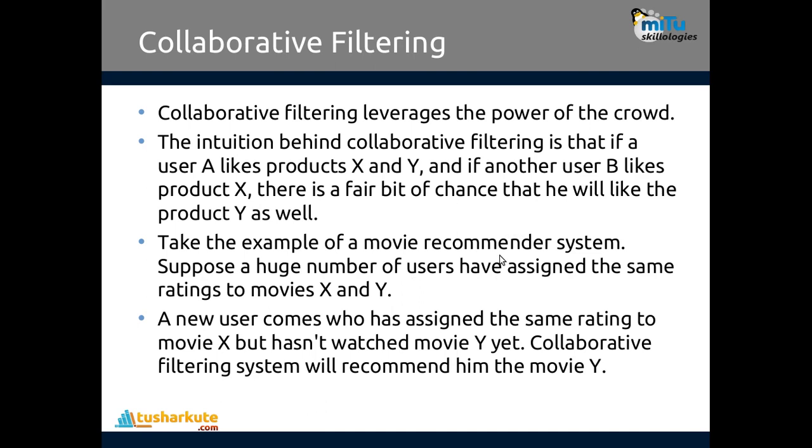Take an example of a movie recommendation system. Suppose a huge number of users have assigned the same rating to movies X and Y. A new user comes who has assigned the same rating to movie X but hasn't watched movie Y. Collaborative filtering will recommend movie Y to him. This is what collaborative filtering is. It's called the power of the crowd.